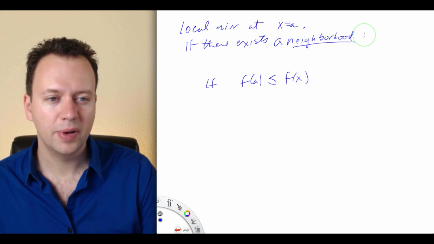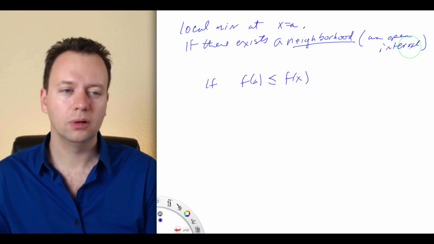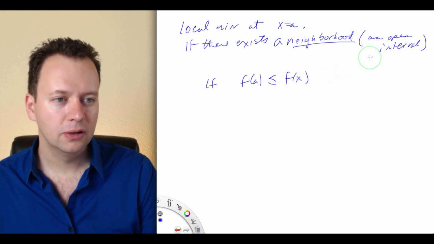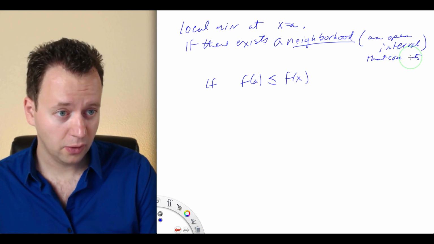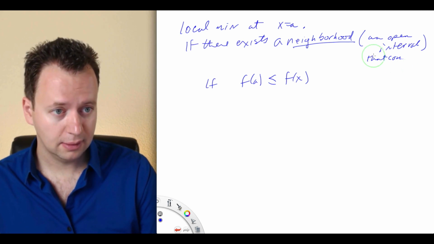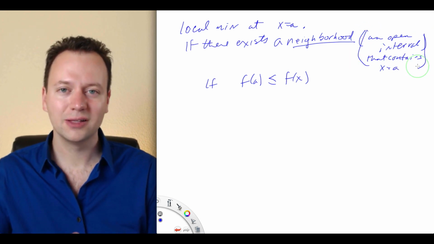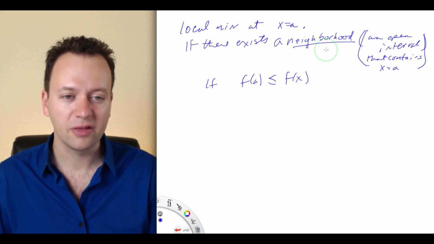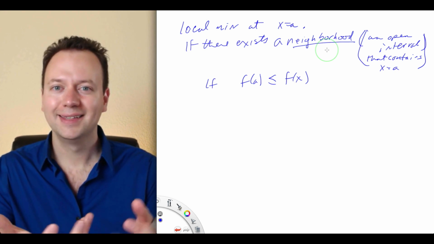So what is a neighborhood? So basically it's just a fancy word for an open set or an open interval in our case. So an open interval that contains the point a. So an open interval that contains the point x equal to a. So a neighborhood is just kind of a fanciful word. It's used a lot in more advanced mathematics, topology, and analysis. But it's basically just an open set around a point. It's kind of a cute little term.